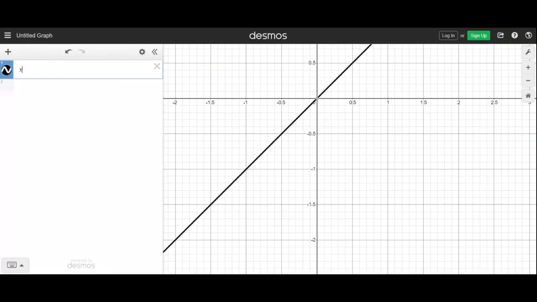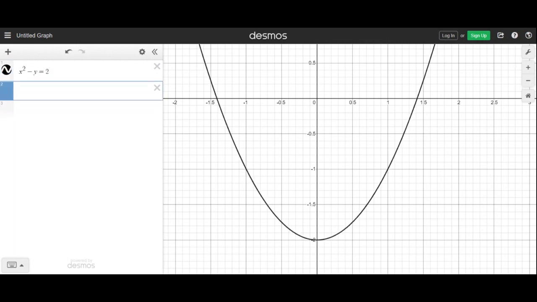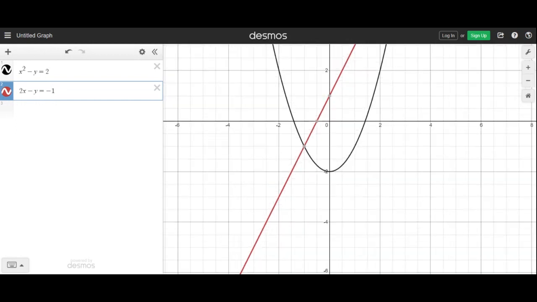All right, so our first equation, we have x squared minus y equals 2. There's our parabola, and then we have 2x minus y equals negative 1. There's our line. Now, always be careful with your viewing window, right? I'm way zoomed in because I was working on a different problem before. So I'm actually going to zoom out now so that I can see what this looks like.